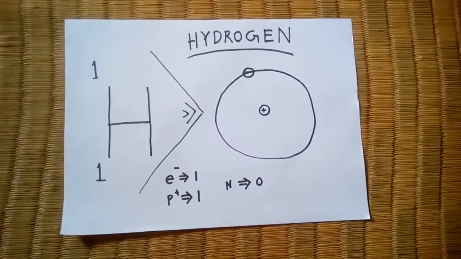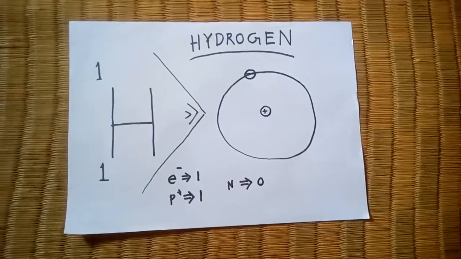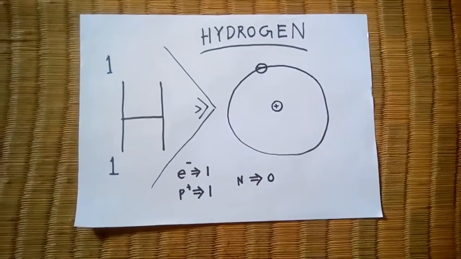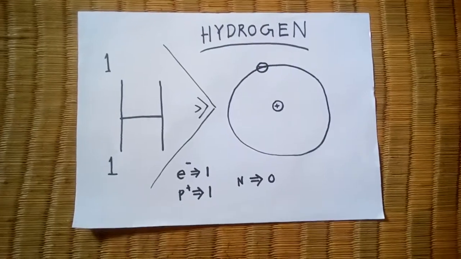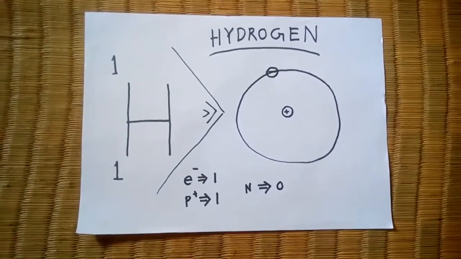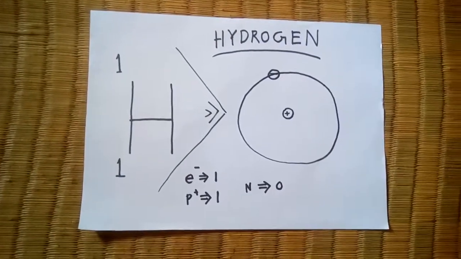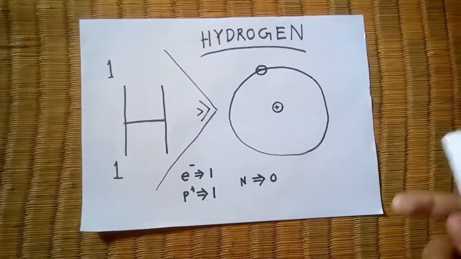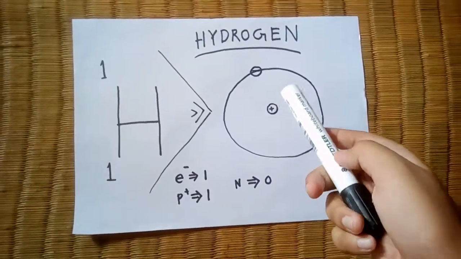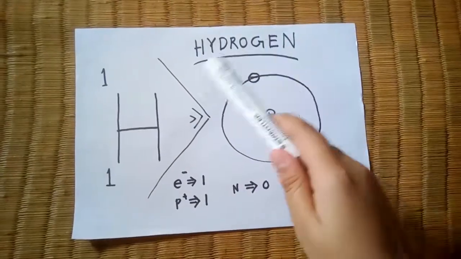Now this is a colorless gas and the category is diatomic nonmetal, and I found in Wikipedia that its definition is: hydrogen is an element with symbol H and atomic number 1. This is obvious, no? Atomic number means the number of protons in the atom. So this is the simplest atom.